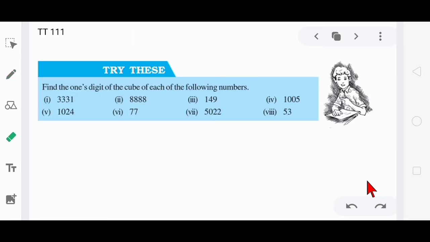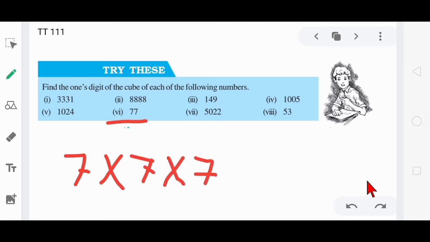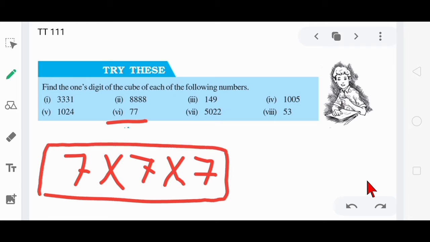Okay. Now we are given a try this exercise. You can see find the ones digit of the cube of each of the following numbers. So we have to find the ones digit of the cube of the following numbers. I'm going to solve one question for you. I'm going to pick this one, 77. In this question you can see ones digit is 7. So multiply 7 3 times and let's see what unit digit you will get in the multiplication of 7 into 7 into 7. So 7 7s are 49, you know that.